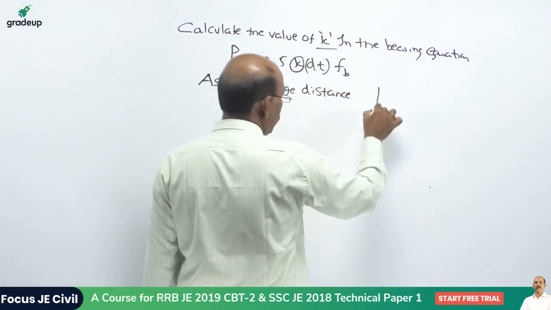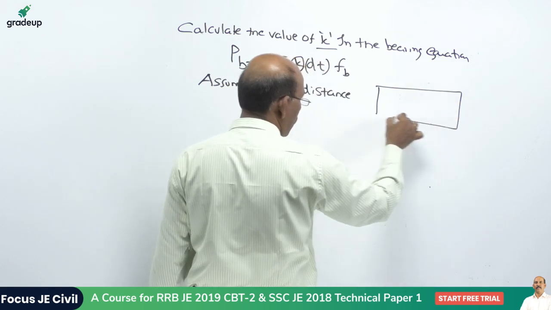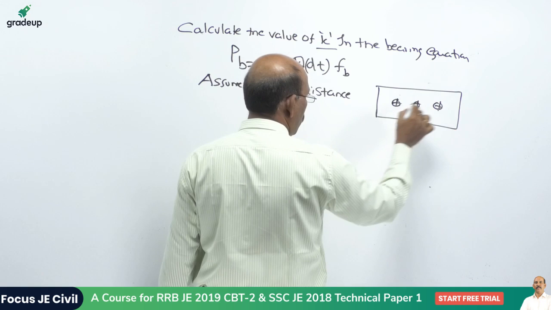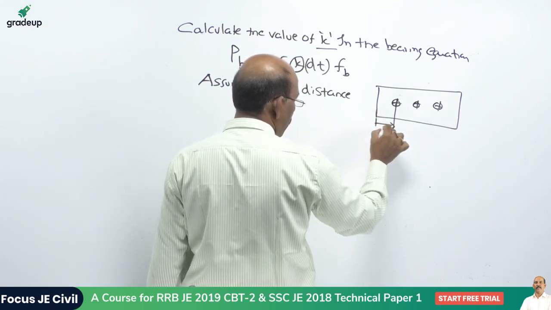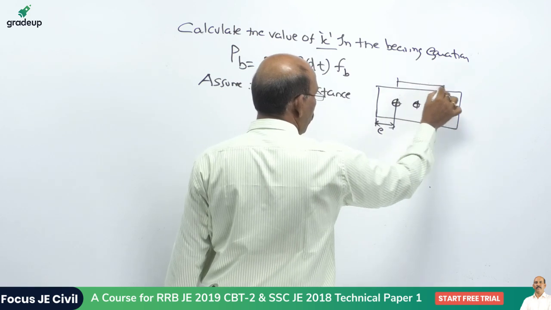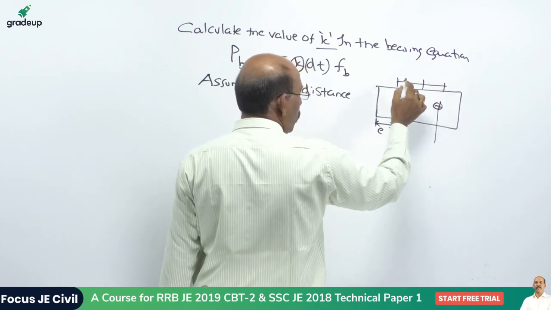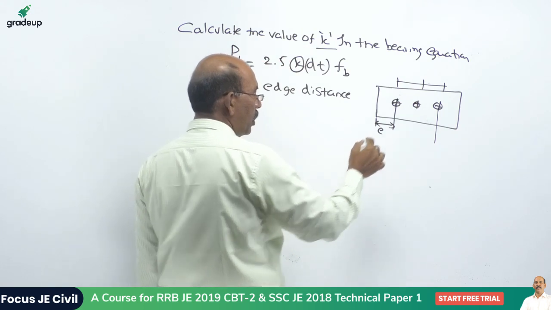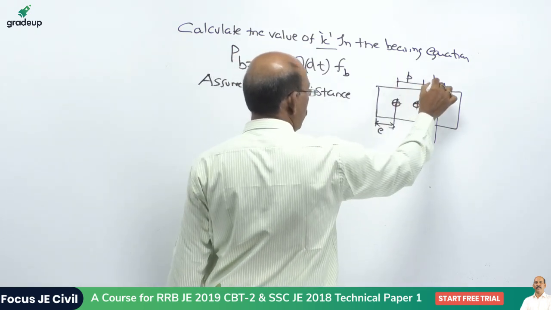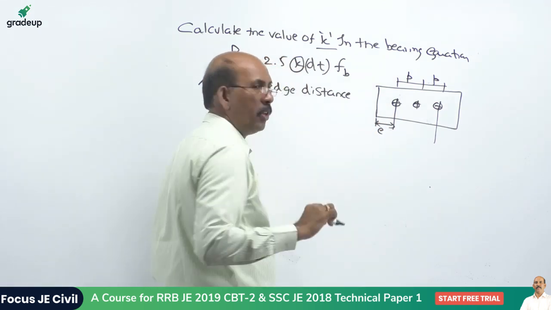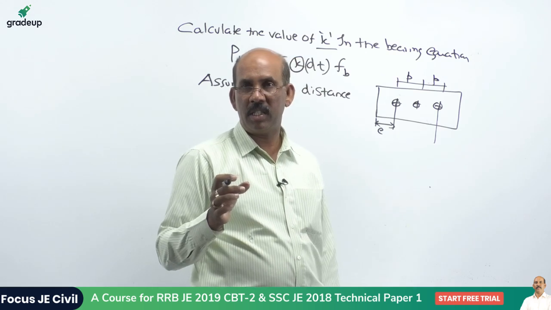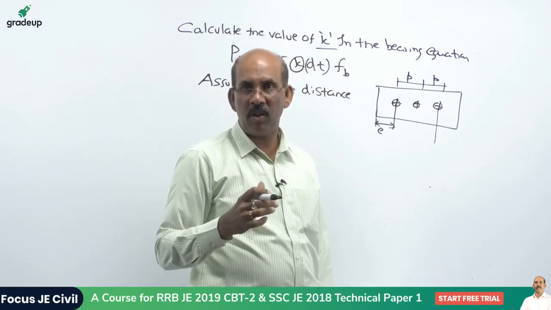So we can see this is the diagram, a simple thing. From the center to the edge, this is the value of E, with a simple example here. You can use these particular values. This particular value is the pitch P, and this particular value is G. So the pitch is given and the edge distance is given. You can calculate the value of K.